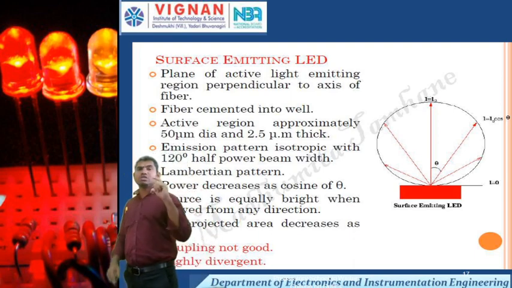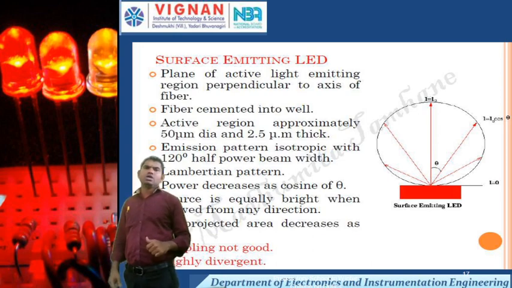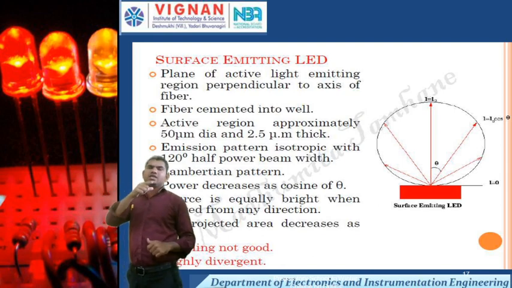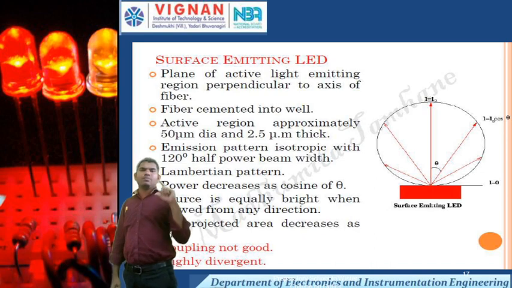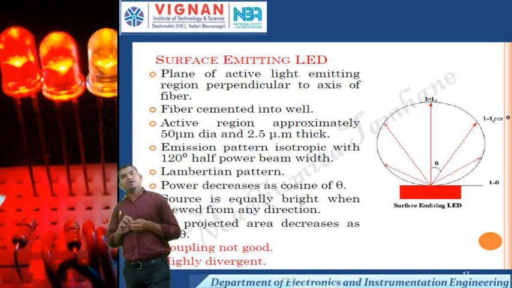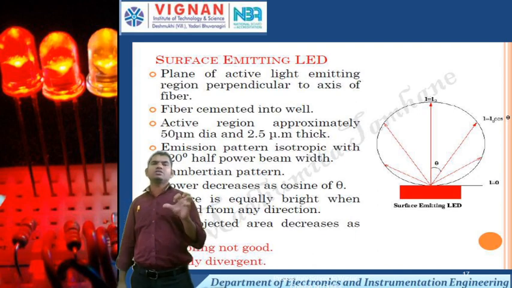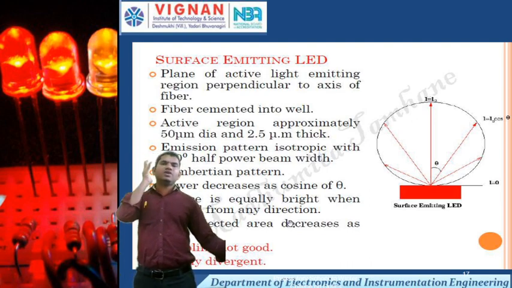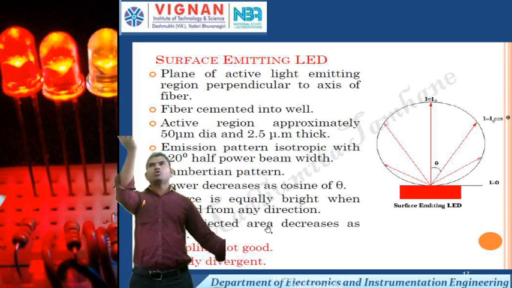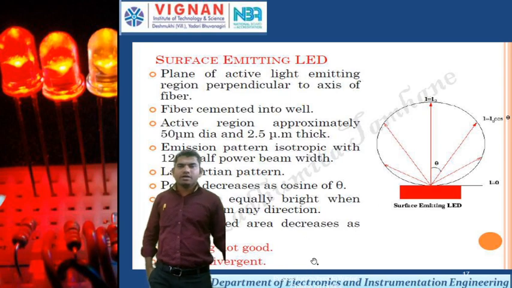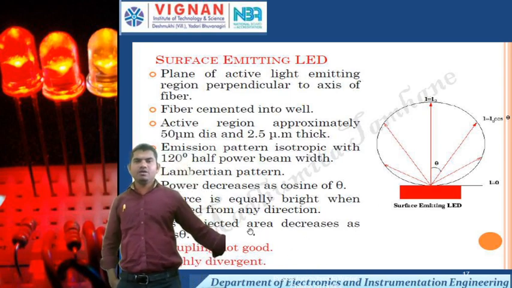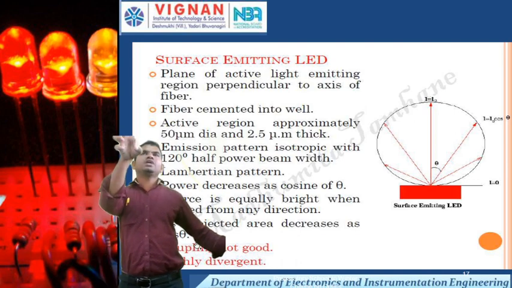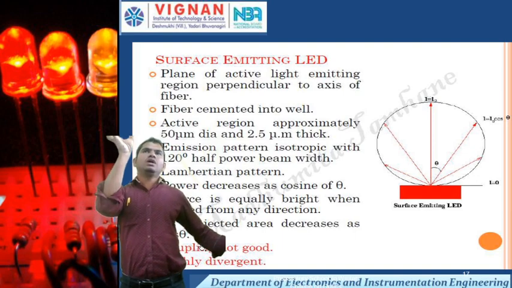Depending on that angle, we decide how bright the particular LED is. If the angle is small, the brightness of the LED is very high, and as we increase the theta value, the brightness output decreases. The source is equally bright when viewed from any direction. If we increase theta, we view the output beam from any direction, as the projected area decreases as cos theta. When cos theta decreases, the projected area, that is the direction, will glow over a very small area.